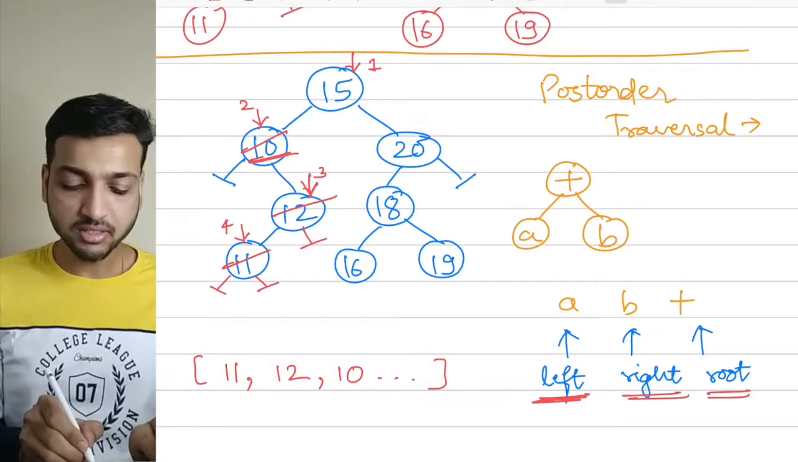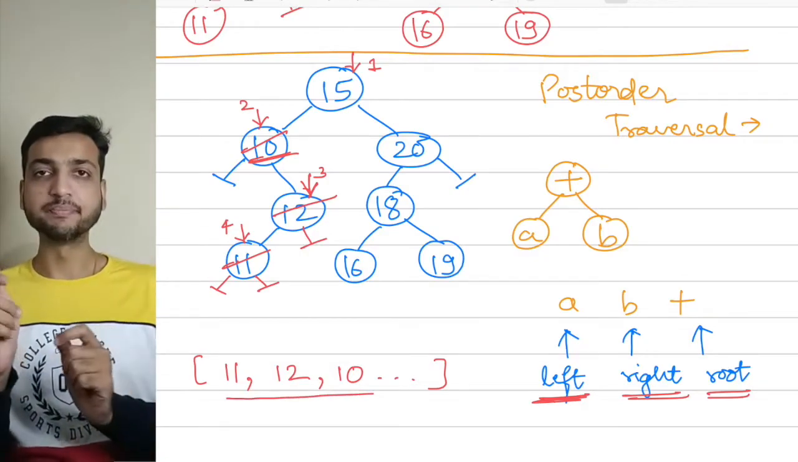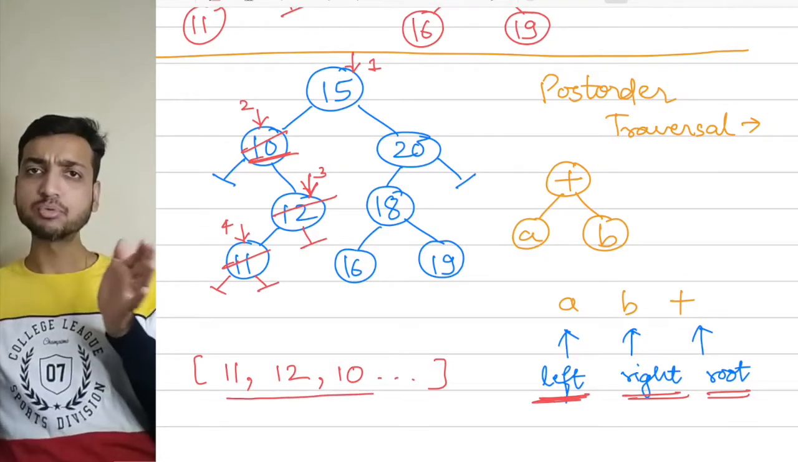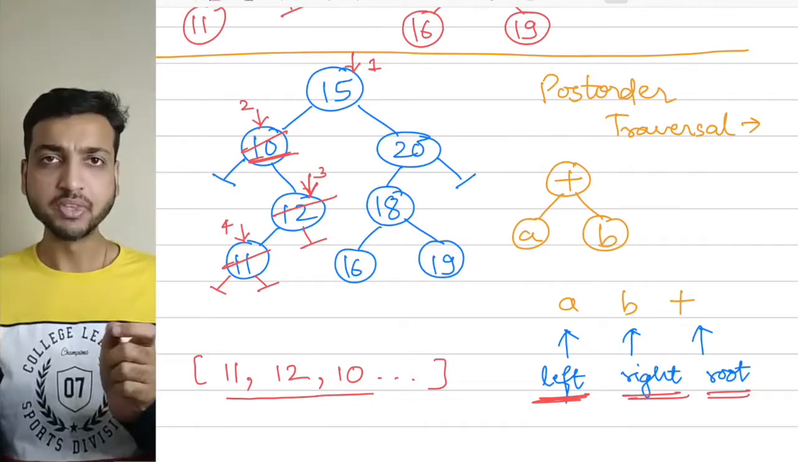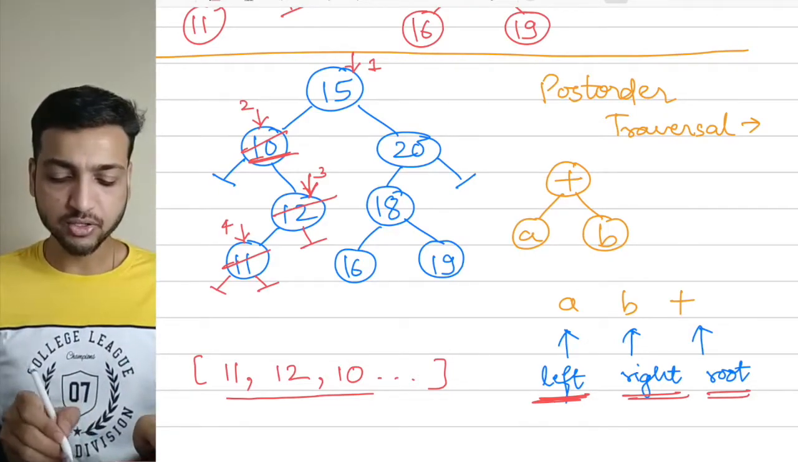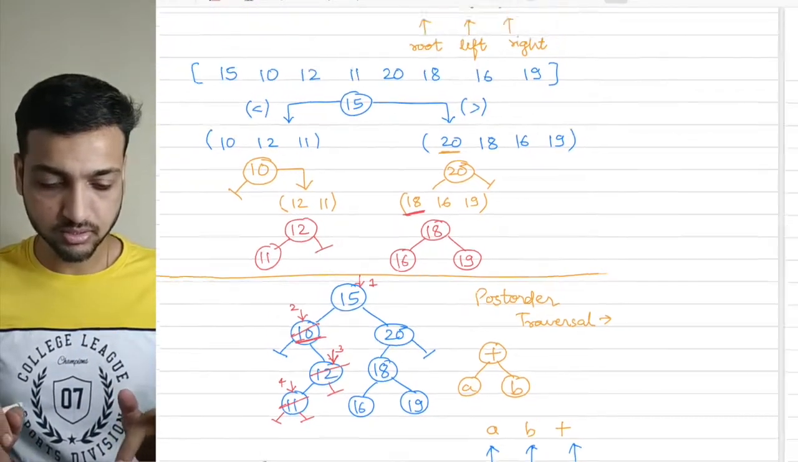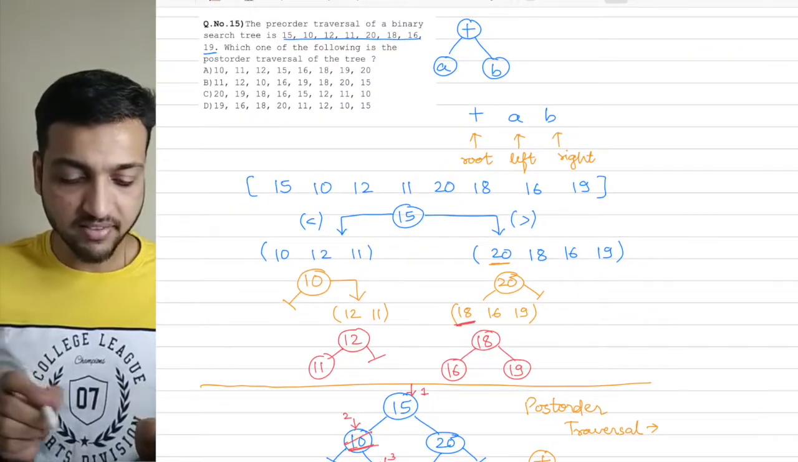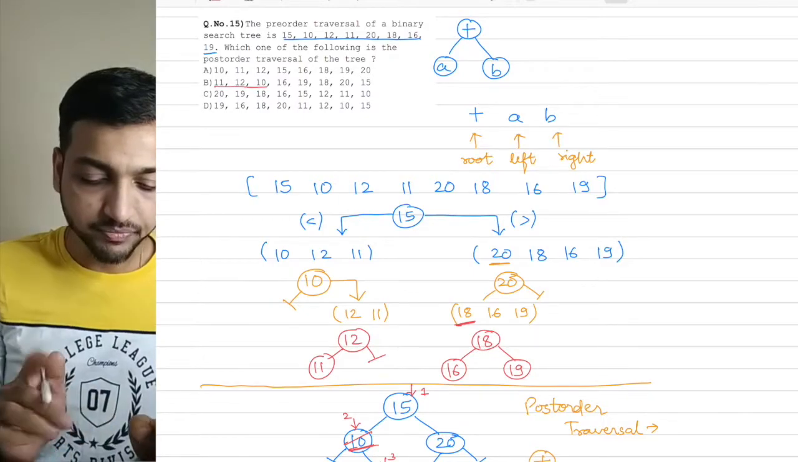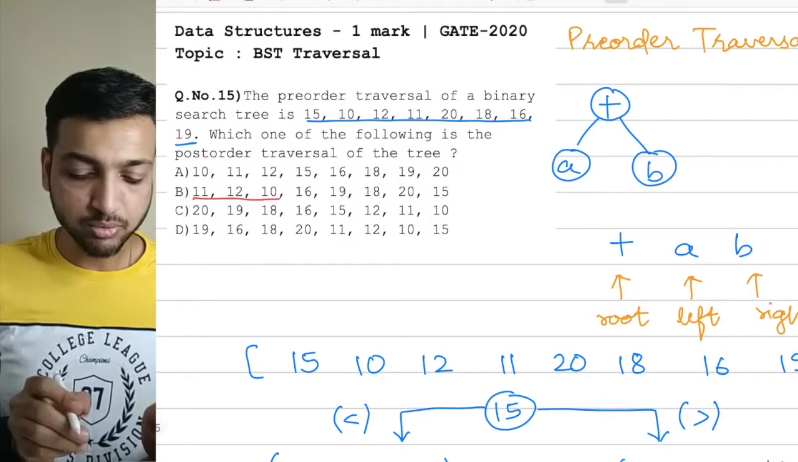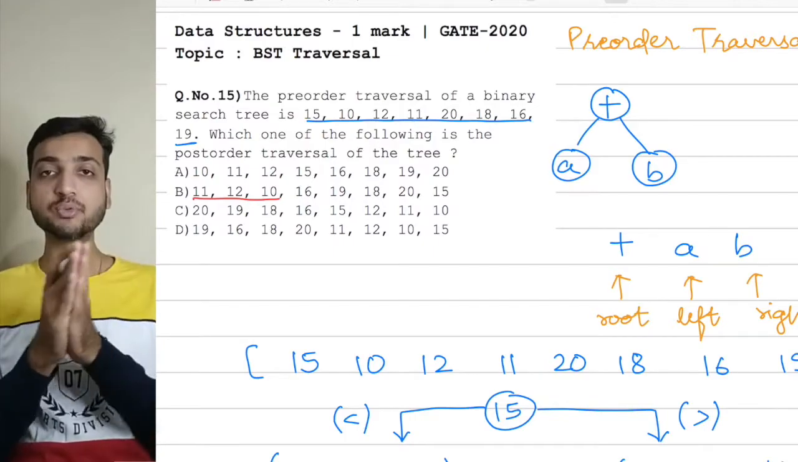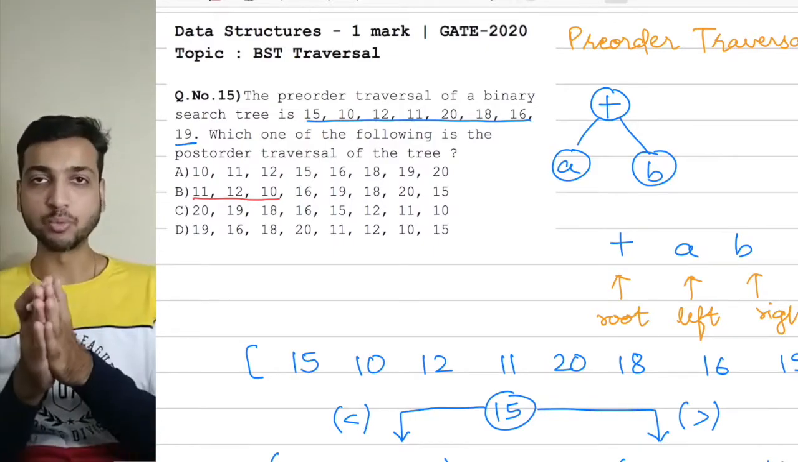I've got the first 3 numbers in the post-order sequence. So instead of finding the entire post-order sequence, let me quickly see if any of the options has 11, 12, 10 as the starting 3 numbers. So let me zoom in. Okay, 11, 12, 10, here it is. If you look at option B, then option B has the starting numbers as 11, 12, 10, and thankfully that's the only option which has this.